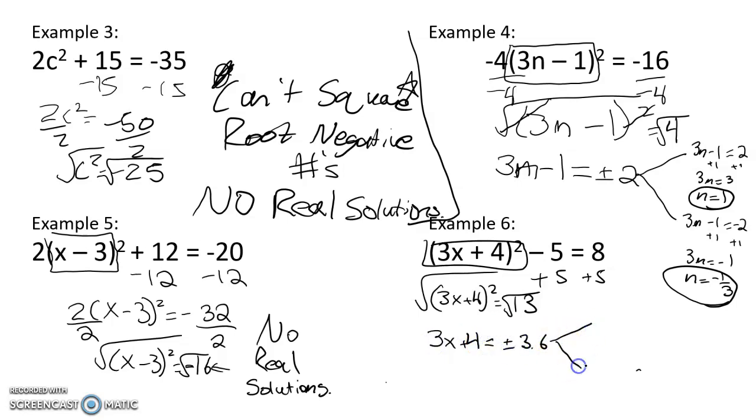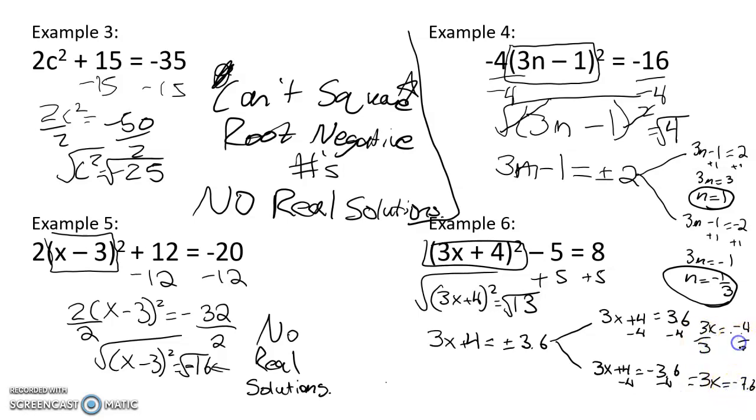Okay? Then from there, you set up two equations. 3x plus 4, 3x plus 4, that stays the same, equals +3.6 and -3.6. The rules are essentially the same for solving them. Subtract the 4. 3x equals, I'll do some math here, -4. I think 3.6 minus 4 will give me -0.4. Then this will be 3x equals, I believe, -7.6.